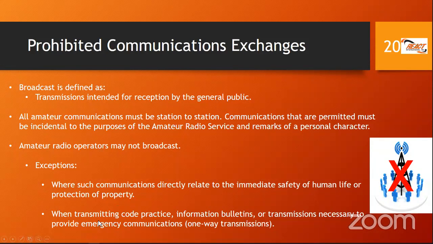Another exception is when you're doing code practice, doing Morse code practice, for example, on the air. Yes, you can send what we call blind transmissions or just transmissions that are of a sort of broadcast nature. So that is another little exception. You can also send what we call information bulletins. And here we come back to again, emergency communications. Transmissions necessary to provide emergency communications. And these are normally what we call one-way type transmissions, right? Or blind transmissions. So these are the exceptions that you need to know to the rule that says amateur radio operators may not broadcast.